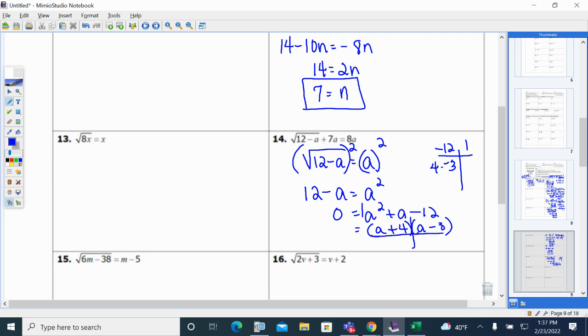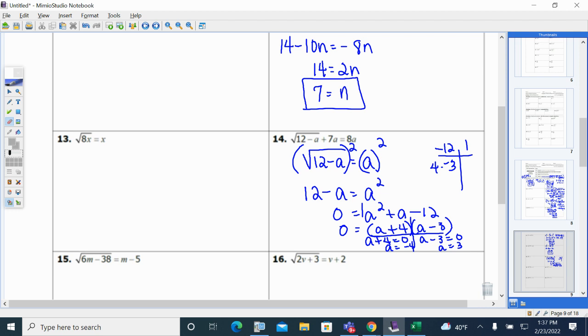And then we're going to solve both of those. So a plus 4 equals 0, which means a equals negative 4. And a minus 3 equals 0, so a equals positive 3. Now, in this instance, you have to make sure you check both answers. You have to check the negative 4, and you have to check the 3.